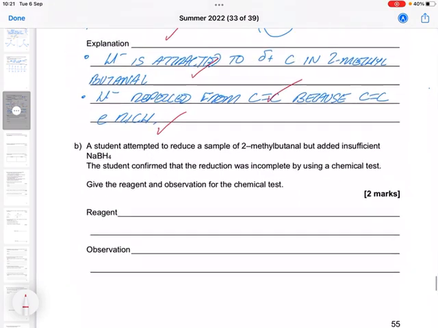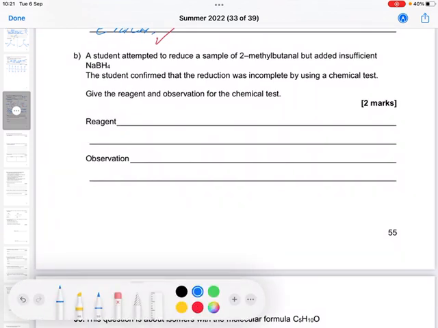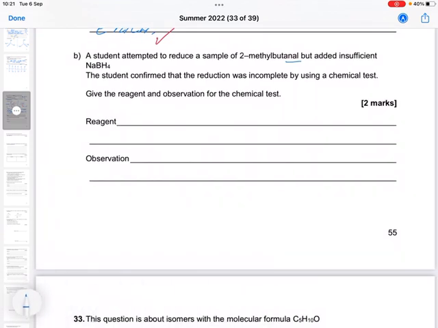Part B, a student attempted to reduce a sample of 2-methyl-butanal, so that would make an alcohol, but added insufficient NaBH4. The student confirmed that the reduction was incomplete, so if it's incomplete, I'm going to have some of this left over, by using a chemical test. So how can I prove that it's not complete? I need to test for an aldehyde.